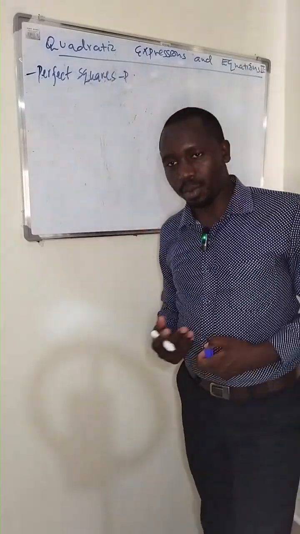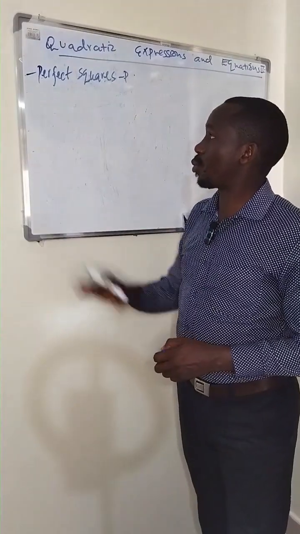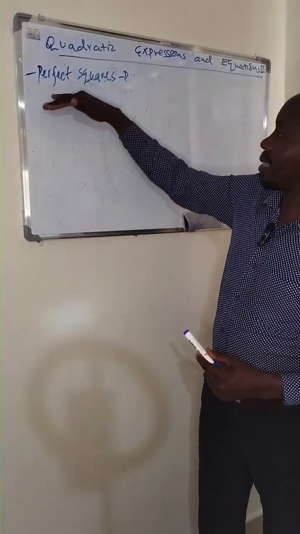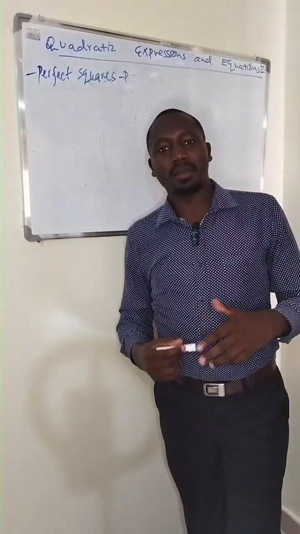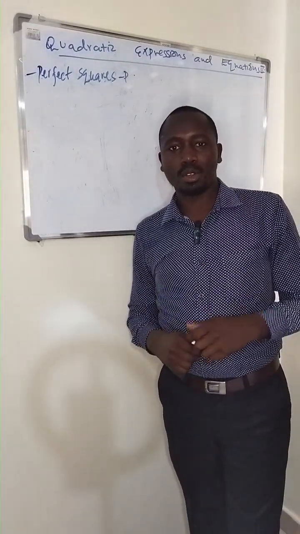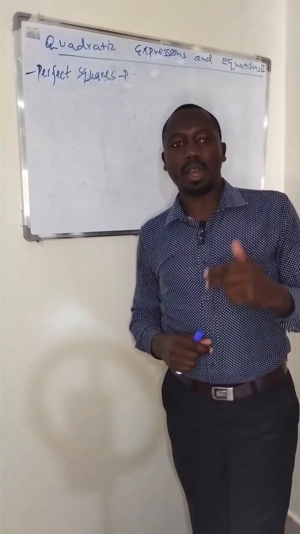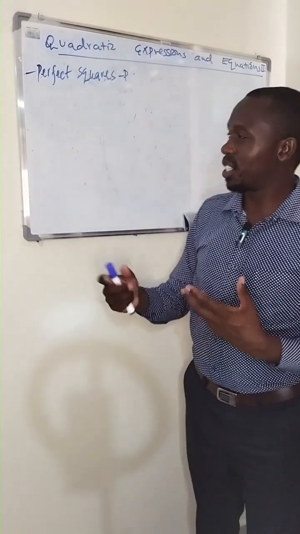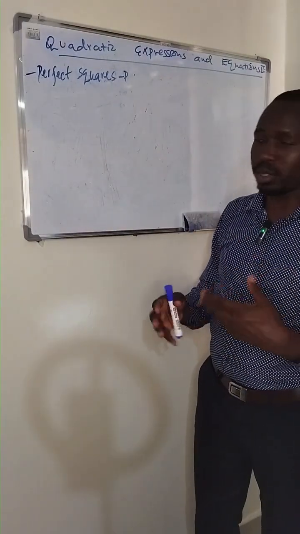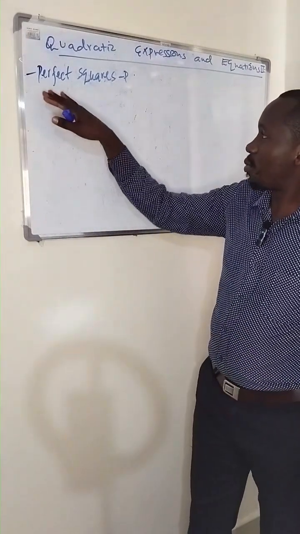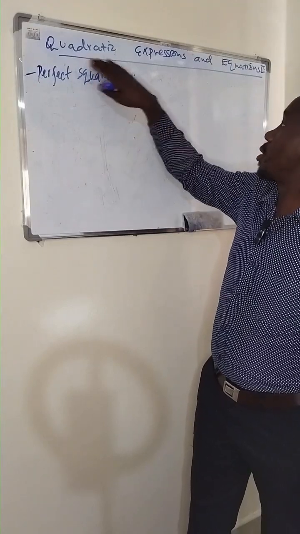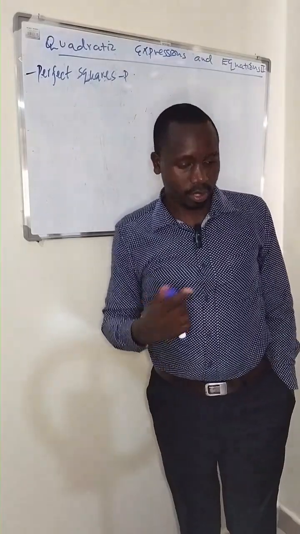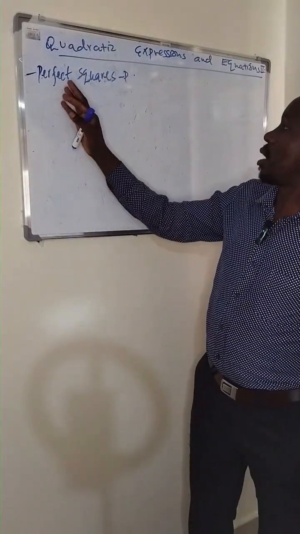So what is a perfect square? Just to mention a few things before we go into the details of this. A perfect square is a quadratic expression which can be factored into identical binomials. A binomial is basically an expression with two terms. So you can factor this quadratic expression into two identical binomials. That is what makes a perfect square.